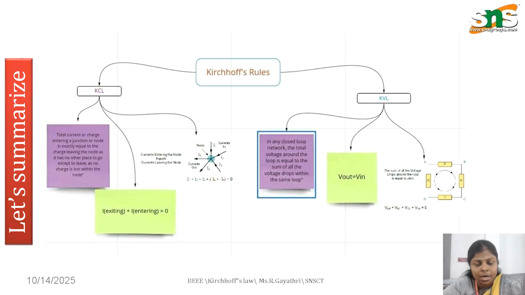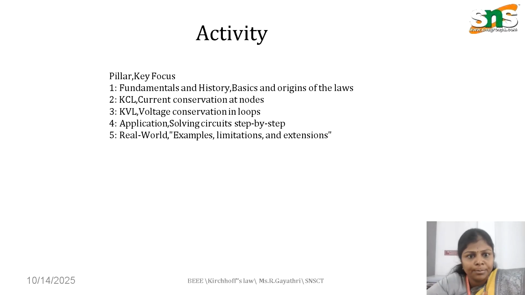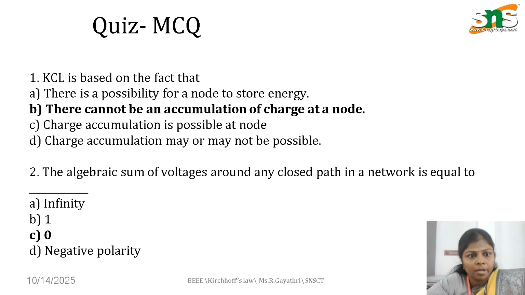Coming to the summary of this topic, Kirchhoff's law is classified into two types, KCL and KVL. KCL says the sum of entering current is equal to the sum of leaving current, and KVL says the sum of potential drops is equal to the sum of potential rises. For the quiz questions: KCL is based on the fact that there cannot be accumulation of charge at a particular node. The algebraic sum of voltages around a closed loop in a network should always be equal to 0, and not 1 or infinity.